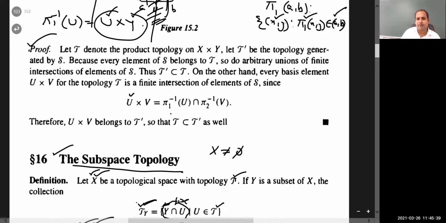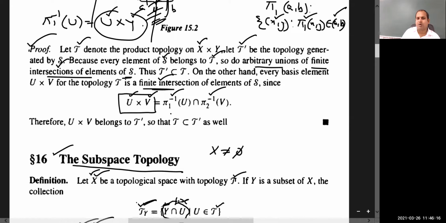Now you can see that every open set, this is what I have explained just now, this is written here: finite intersections of sub basis members are going to be basis members for the topology. So that is written here: let script T denote the product topology on X cross Y, and let script T dash be the topology generated by the sub basis script S. Because every element of this sub basis script S belongs to the topology, so does an arbitrary union of finite intersections of elements of S.